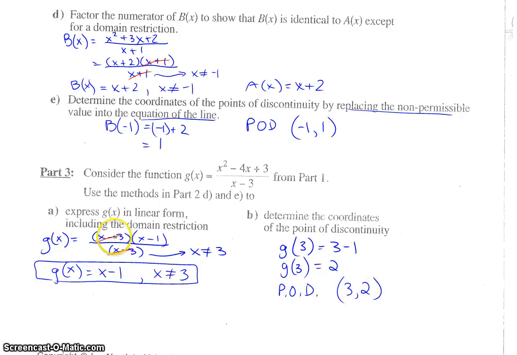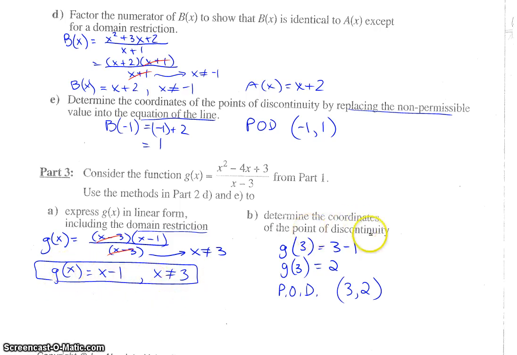Okay, so we should have gotten x minus 3, x minus 1 on top. When we factored that, the x minus 3 factor canceled, but before we do that, we say x cannot equal 3. That's our domain restriction. And then what we're left with, g of x equals x minus 1, but x cannot equal 3, is expressing g of x in linear form.